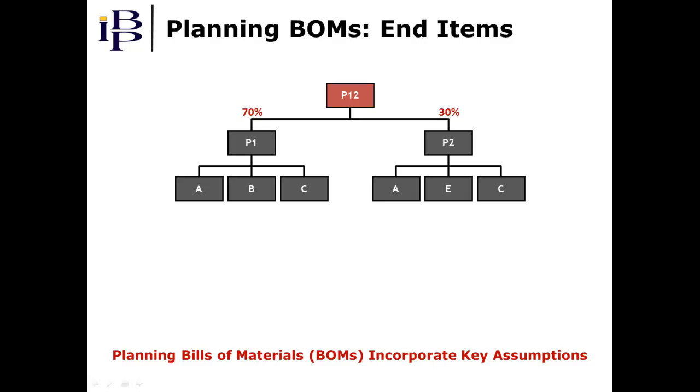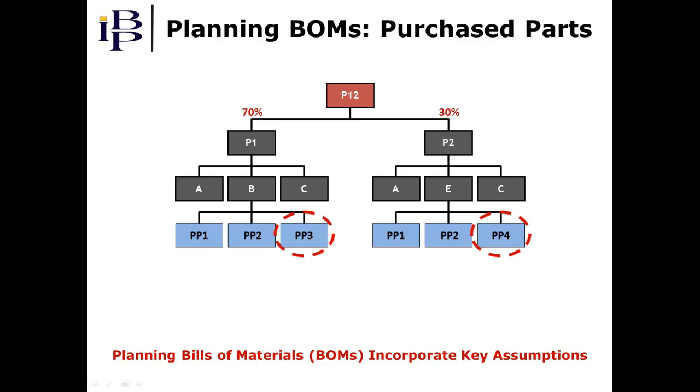Next, let's talk about planning bills of materials. They're used exclusively for planning, and by definition, they're not actually something that can be made. In this case, the product 12, in the red box at the top, represents a product family comprised of products P1 and P2. Demand is planned at the product family level and then distributed to component products by way of the planning BOM. In this case, 70% of the volume is attributed to product 1, while 30% is attributed to product 2. The idea is important to understand as we discuss volume and mix changes in later slides.